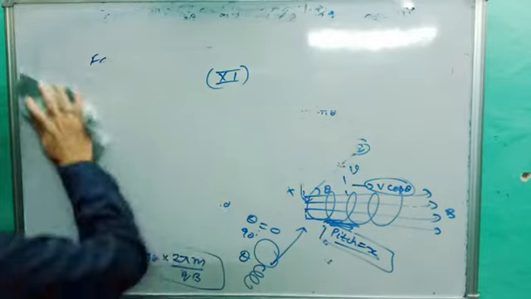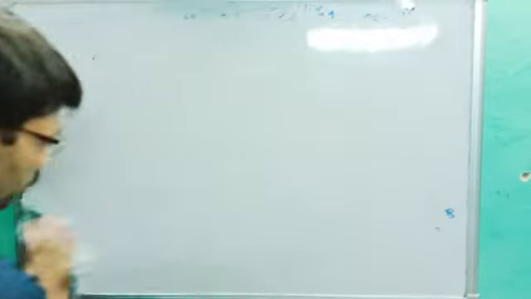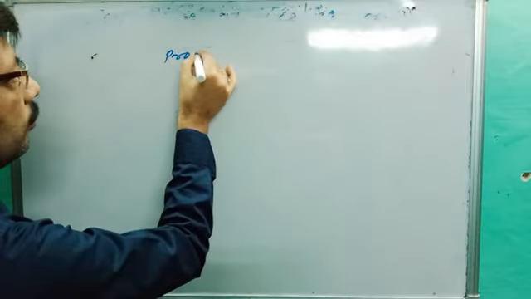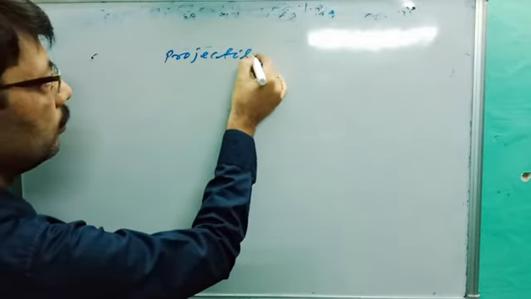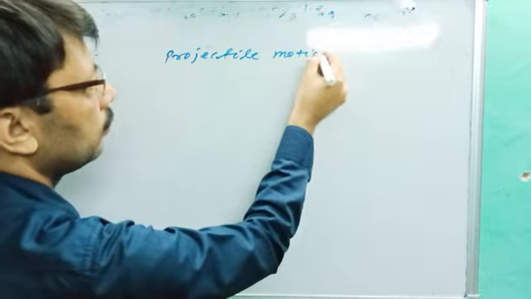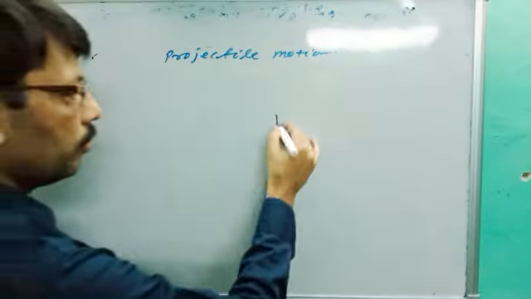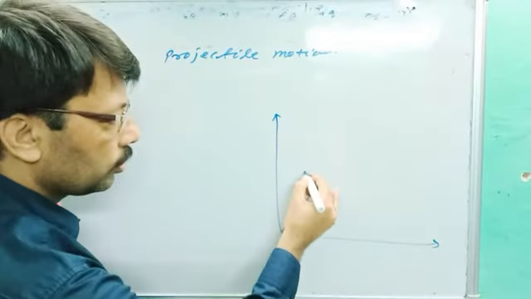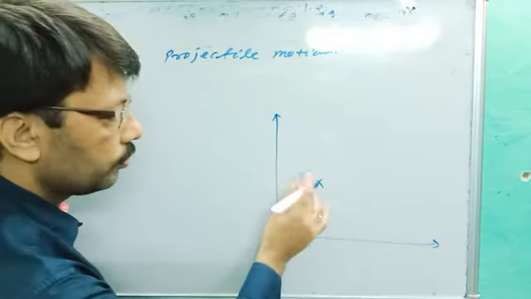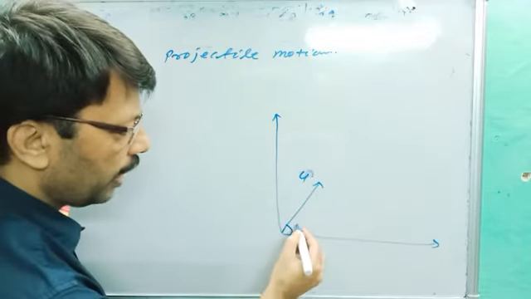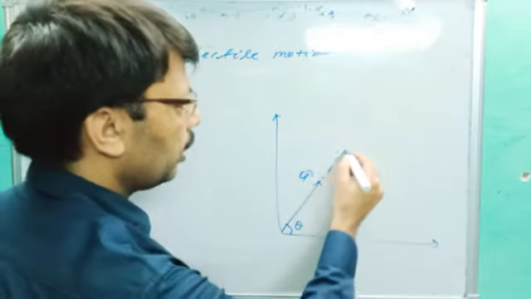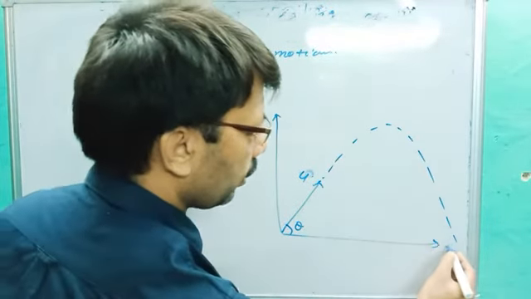Welcome students. Our next topic is again projectile motion. It is thrown at an angle theta. As you previously know, when any body is thrown with initial velocity u, maintaining angle theta, are you getting the point? Then it will go to a height and come back to Earth.